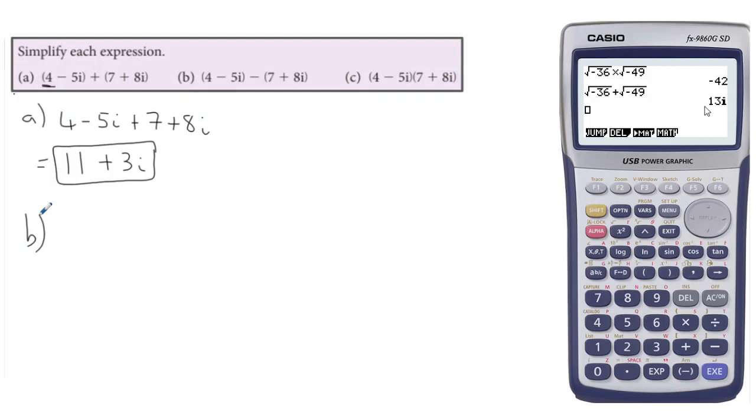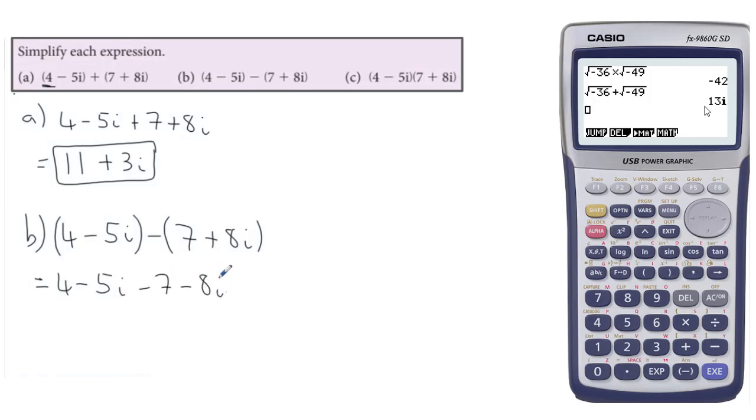Part B, 4 minus 5i minus 7 plus 8i. So now we have 4 minus 5i minus 7 plus 8i. I'm sure you could do this without writing this next line, but I'm going to do it anyway, given that it's an example. So I'm going to say this equals 4 minus 5i minus 7 minus 8i.